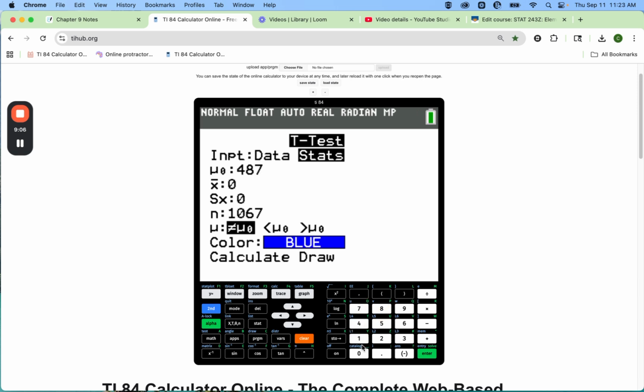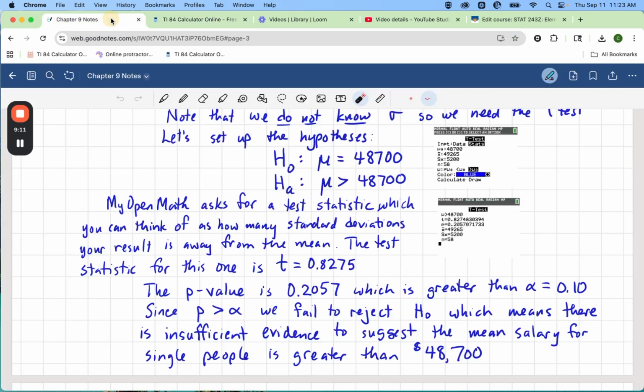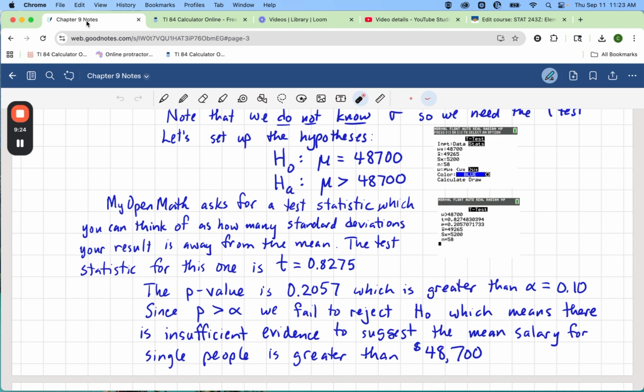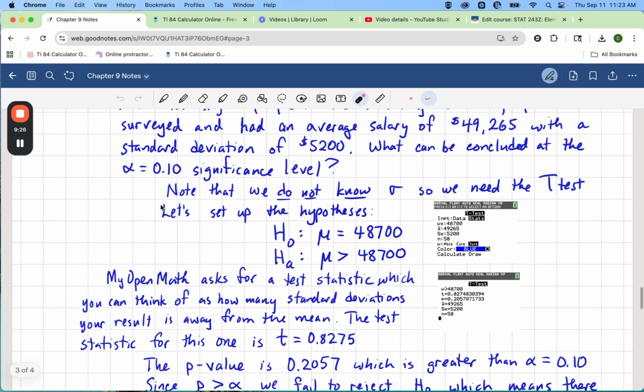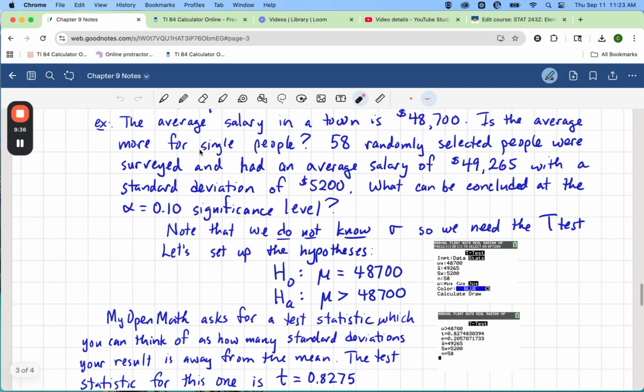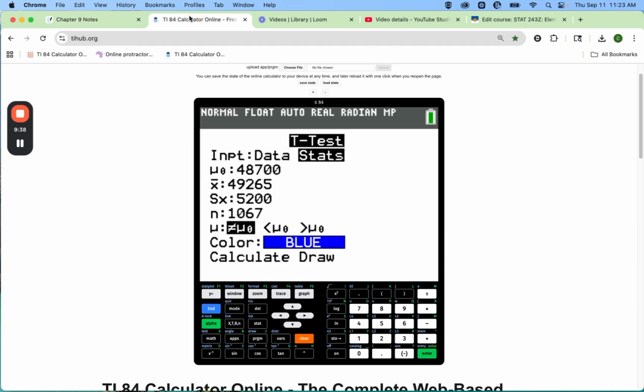48,700 is going to be your mu 0. Your x bar was 49,265, so I put that in. My standard deviation was $5,200. My n value, the number of people surveyed, was 58.